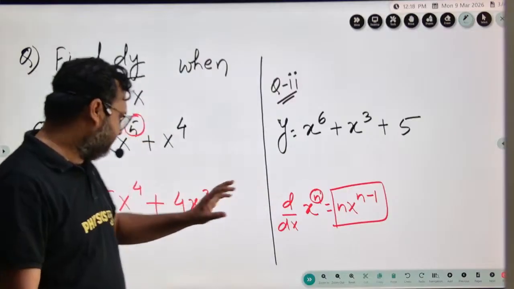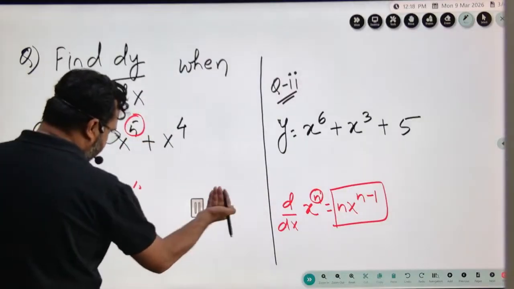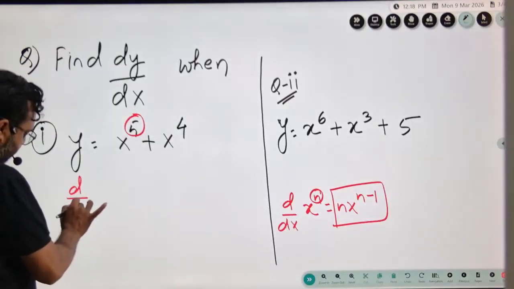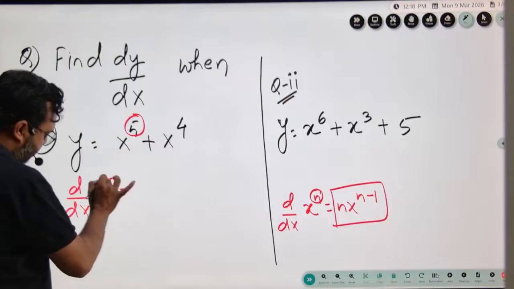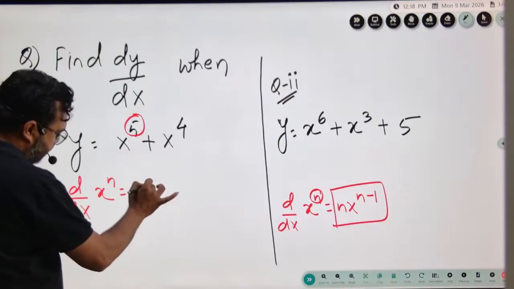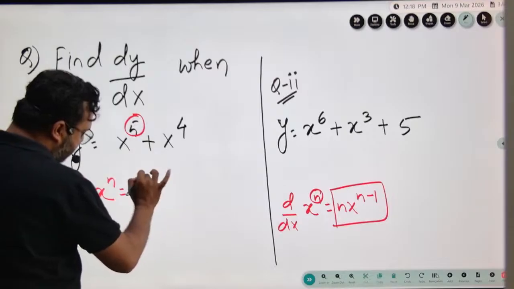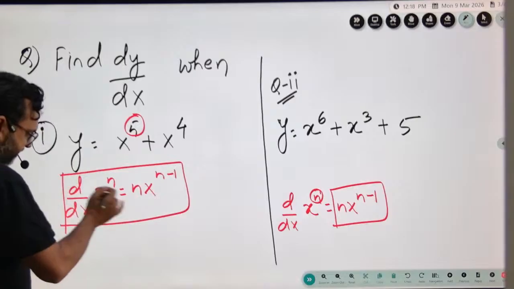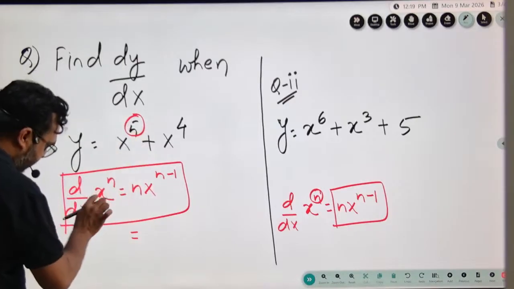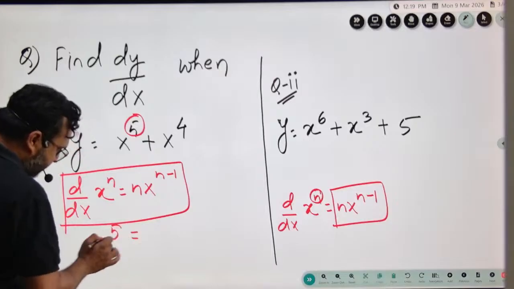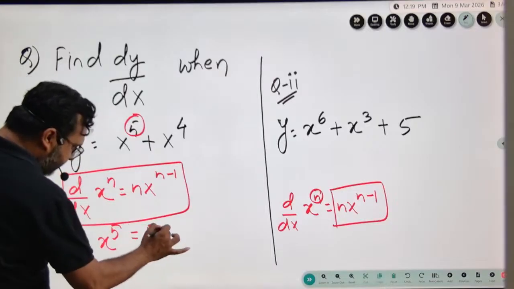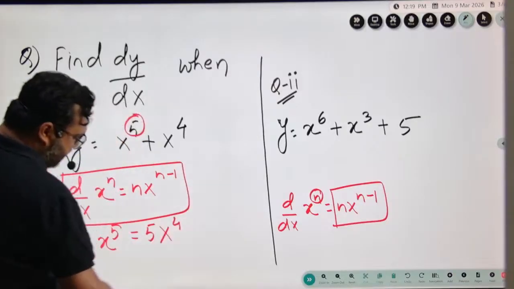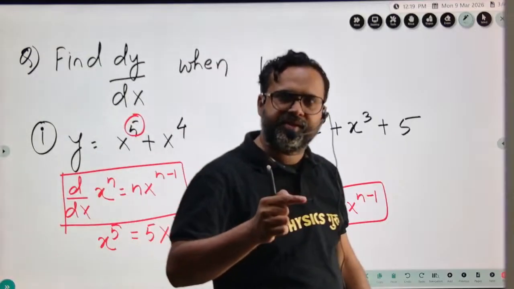Similarly, I repeat. See the formula. What is the formula? Always please remember the formula. d by dx of x raised to the power n is what? First write the power, then write the function, then power minus 1. What is n minus 1? This is the formula. That simply means that for x raised to the power 5, n is what? 5, then function, then n minus 1. What is 5 minus 1? 4. So 5x raised to the power 4.